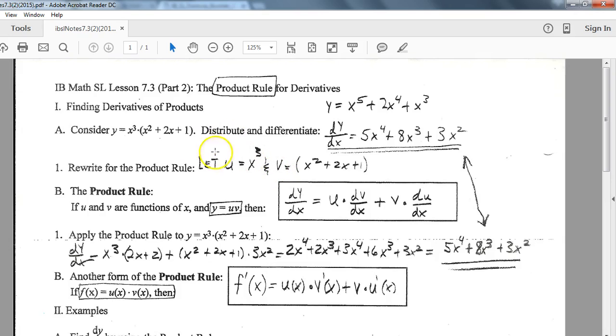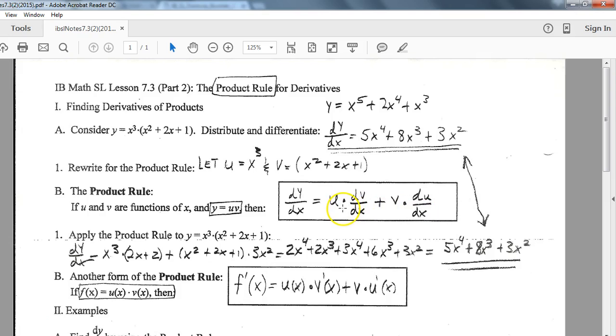So another way of doing that, instead of distributing the x to the third, would be to use the rule that you're seeing here. So they're letting u represent the first term, so we'd call this the u term, and they're letting v represent the second term, so what you see here in parentheses would be the v term. And so that's how you're separating those out so that you can identify the rule.